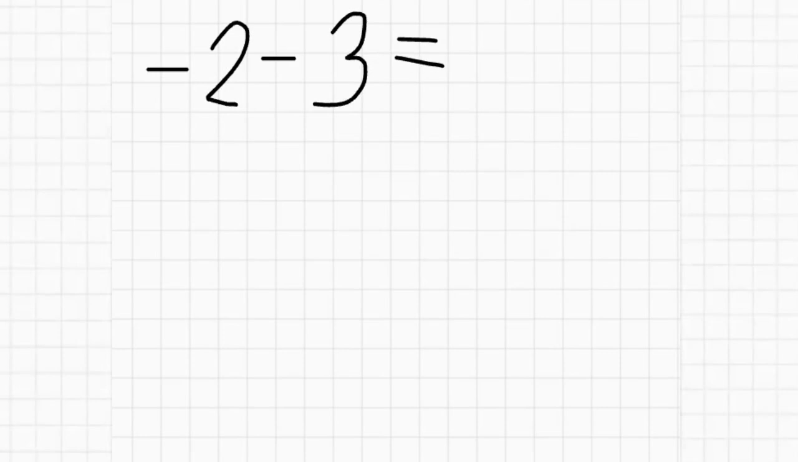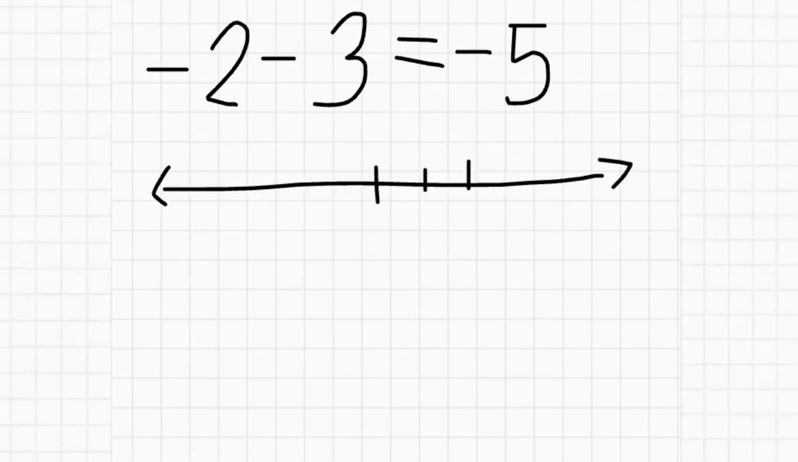This is where we get confused. Remember the first line of the song: same sign, keep and add. In this case, they're both negative, so what we are going to do is add them, then copy the sign. So our final answer is negative 5.